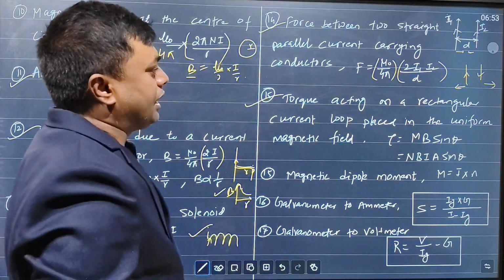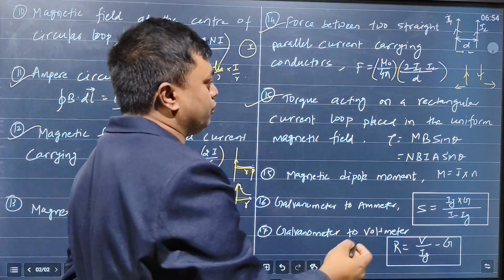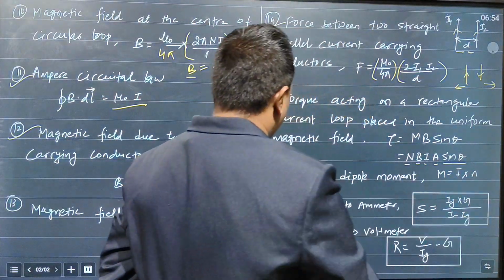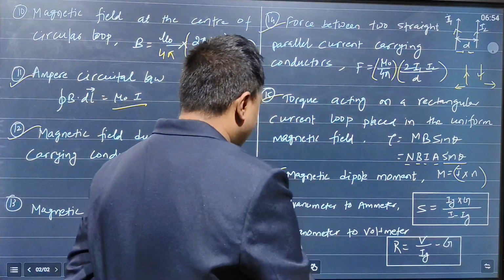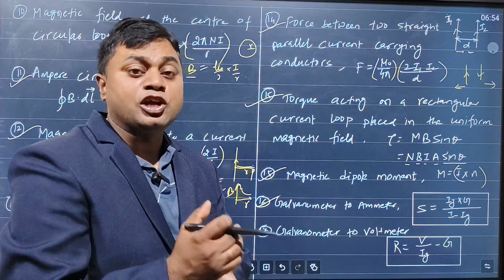Next, torque acting on a rectangular current loop placed in the uniform magnetic field. Tau is equal to M B sin theta, or N B I A sin theta. What is the magnetic dipole moment? M is equal to I into A.